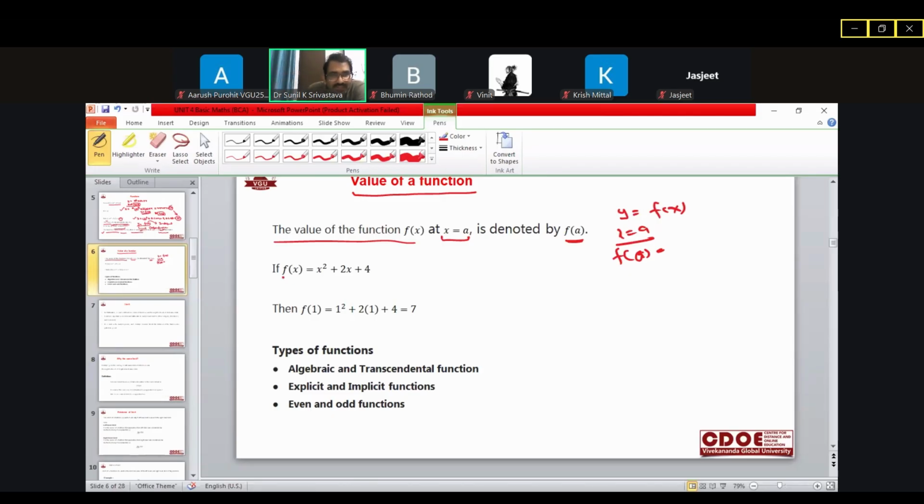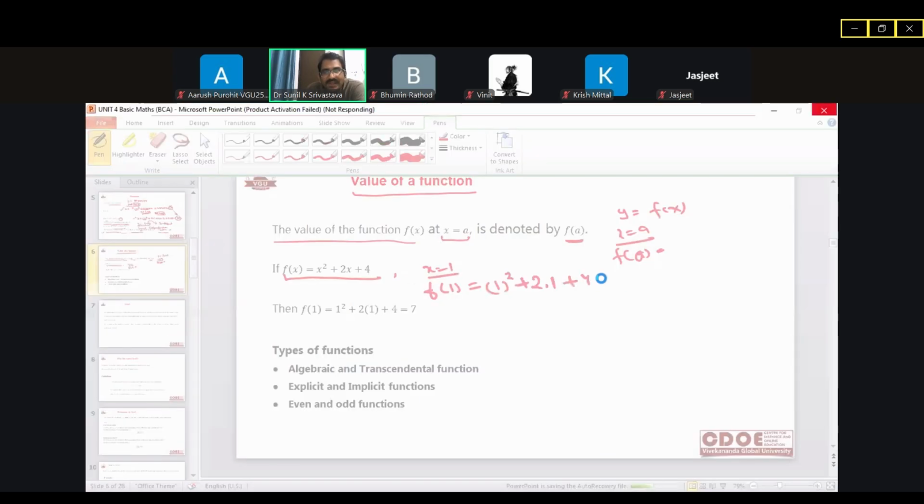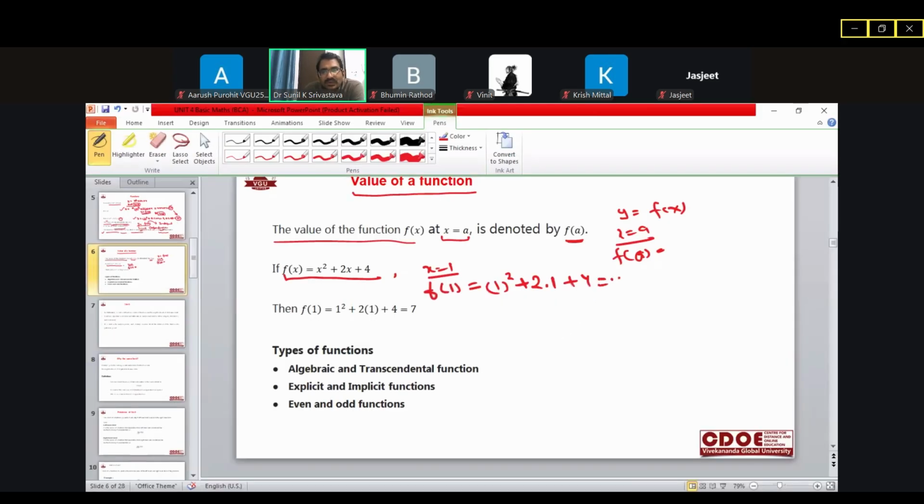So here we have f of x is equal to the expression x square plus 2x plus 4. Suppose we are going to find the value of this function at x is equal to 1. So we have to put x is equal to 1 in this expression. We have to find f of 1: 1 square plus 2 times 1 plus 4, that is equal to 1 plus 2 plus 4, which is 7.